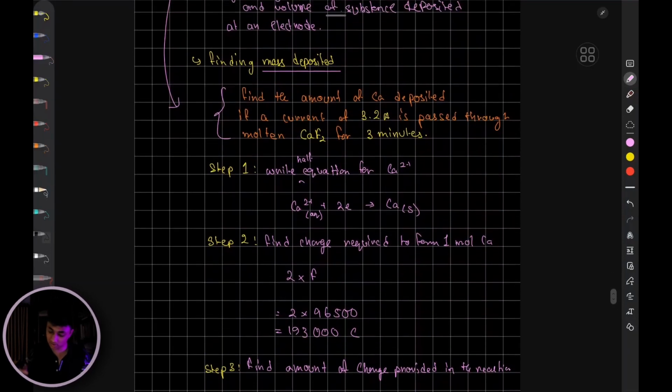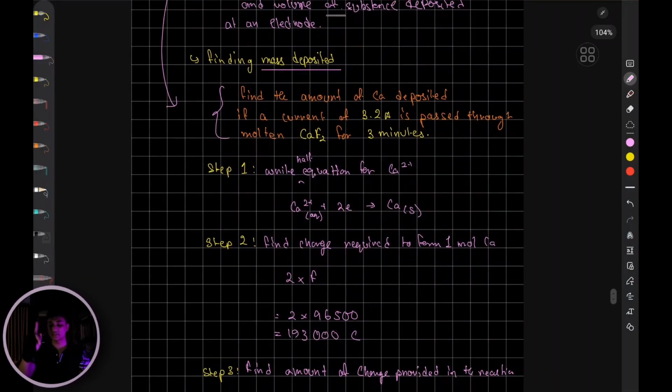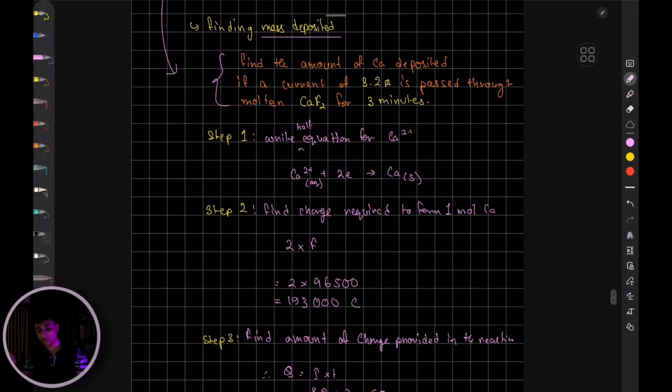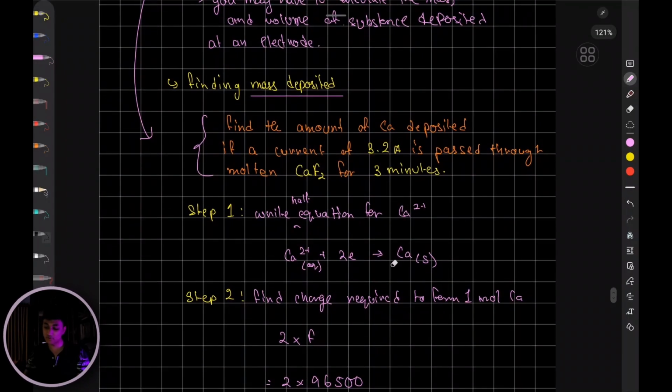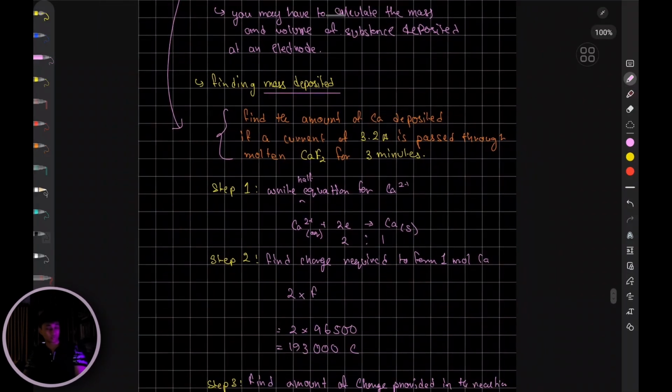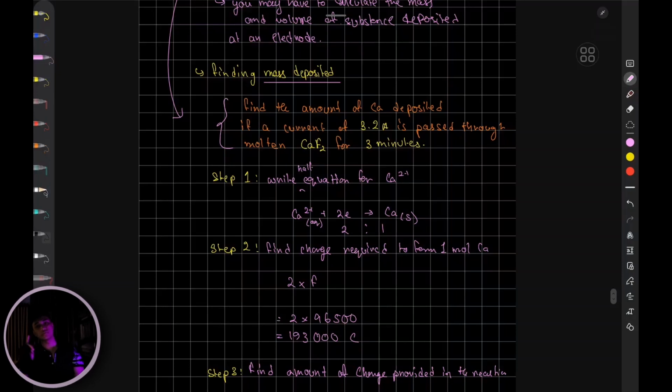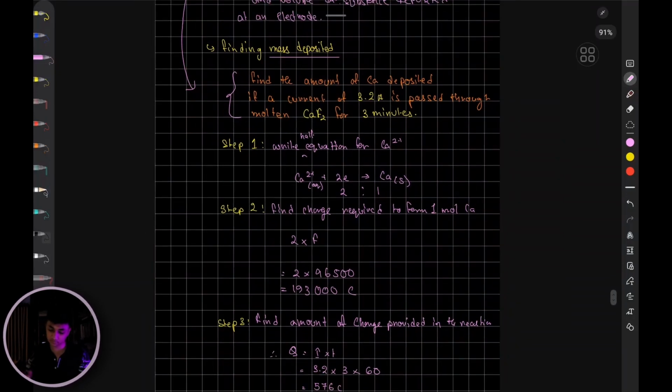Okay, carrying on with our mass calculation. First step, write the half cell equation at the cathode, because you want to find out the mass of calcium. Calcium ions are going to gain 2 electrons to be discharged, to form calcium atoms. Now from this, you find the charge required to form 1 mole of calcium. The molar ratio between calcium and the electrons is 1:2, so to form 1 mole of calcium, we need 2 moles of electrons.